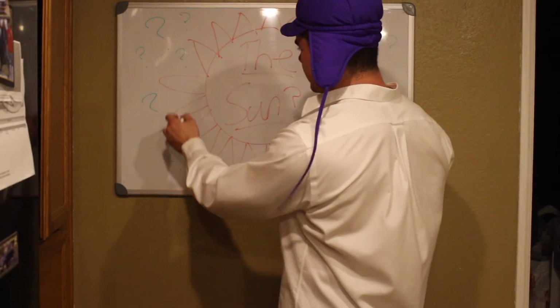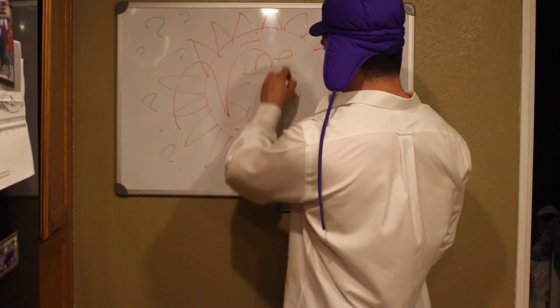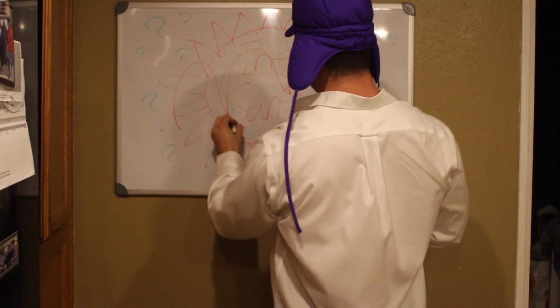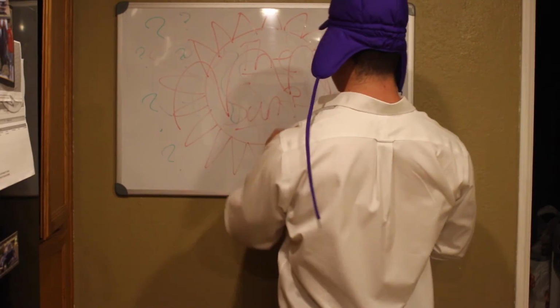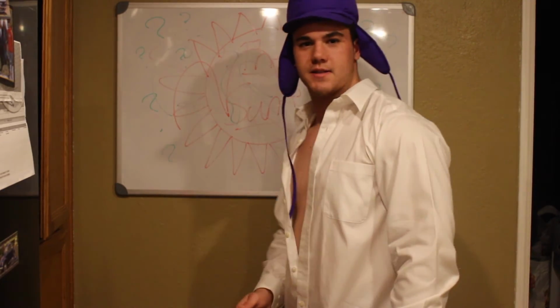So it would basically look like this, and then this. Carry the 5, this, and that's harmonic motion.